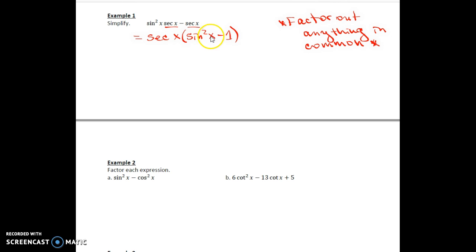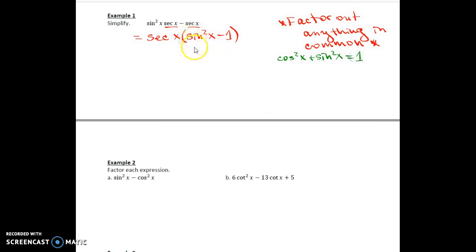Next, I want to replace this sine squared of x minus 1 with what it is equivalent to. One of the strategies you wrote down in your flip book yesterday was a Pythagorean identity. Whenever you see squares and ones, think Pythagorean identities. So let's look at an identity that you can actually use for that. Well, we know that cosine squared of x plus sine squared of x adds up to 1.